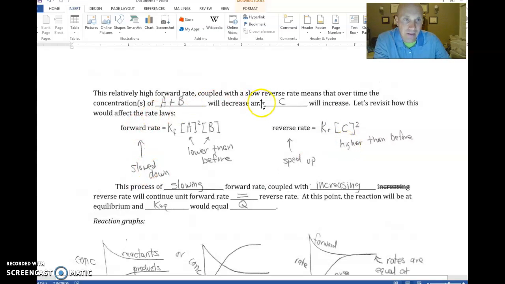So what ends up happening, let's say a minute later, is that the forward rate has slowed down. The reason that it's slowed down is because you don't have as much of this anymore. By contrast, the reverse rate has sped up because, as compared to a minute before, there's now a lot more of the C around. So the forward rate over time is going to start to slow down, and the reverse rate is going to speed up. This is going to continue until they eventually equal each other. At that point, the reaction is considered to be at equilibrium, and KEQ would equal Q.